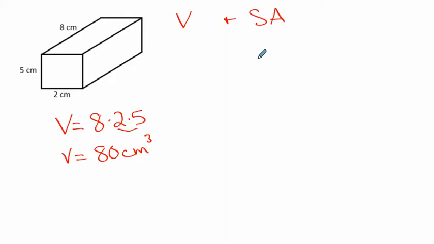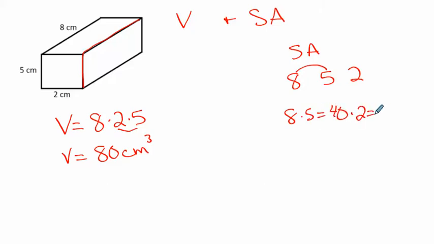Now I'm going to do surface area. This one's the one that takes a little bit of time. My lengths are 8, 5, and 2. So I've got my 8 by 5. 8 by 5 is 40, but there are 2 of them, so I'm going to multiply by 2. That gives me 80.